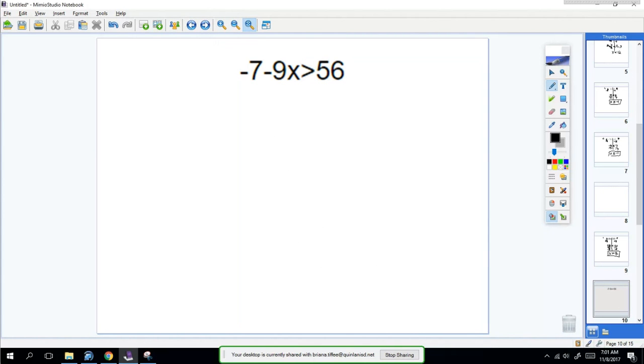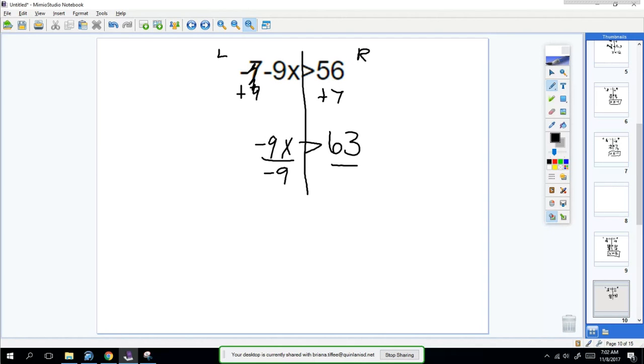Hey, let's try it again. Draw your line. You've got a left side and you've got a right side. So you're going to add 7 to both sides. This cancels out. You've got negative x is greater than 56 plus 7. 56 plus 7 is 63. So then you're going to divide both sides by negative 9. I am dividing both sides by a negative, so that means my inequality sign will flip. 63 divided by negative 9 is negative 7.